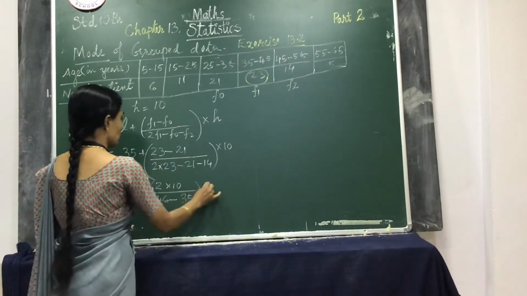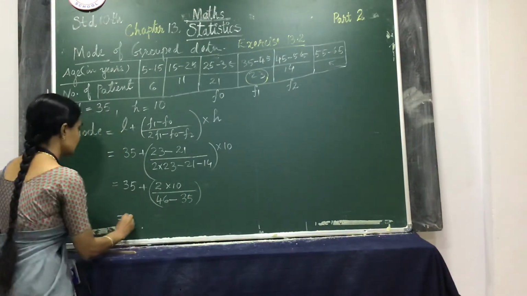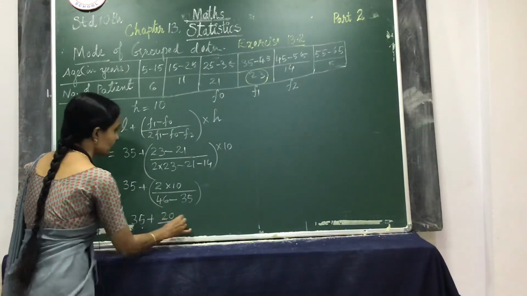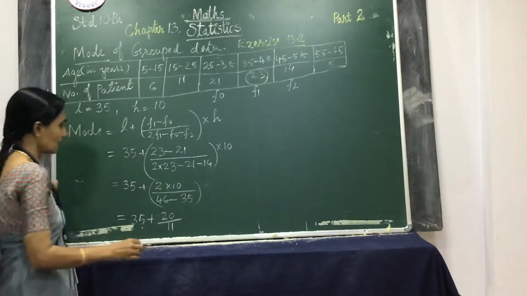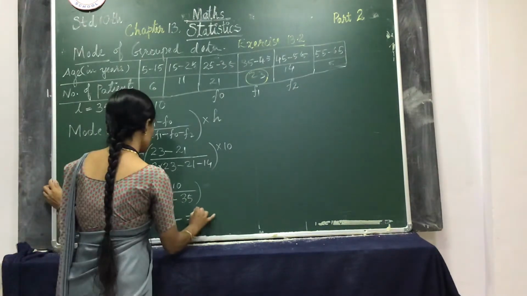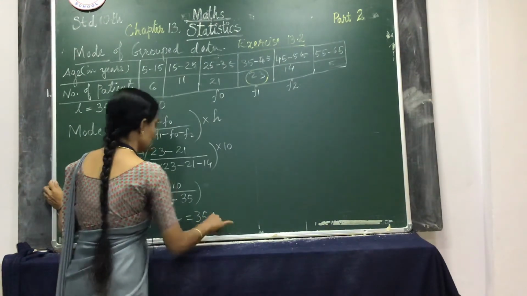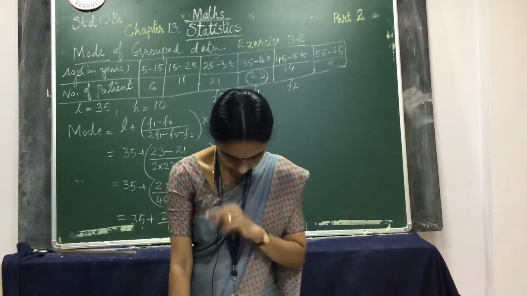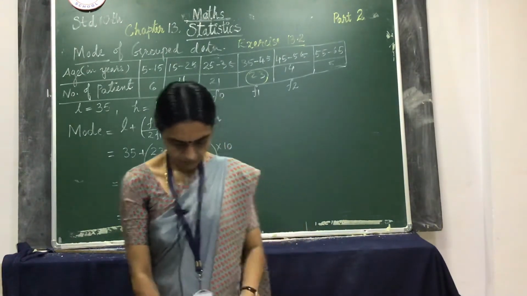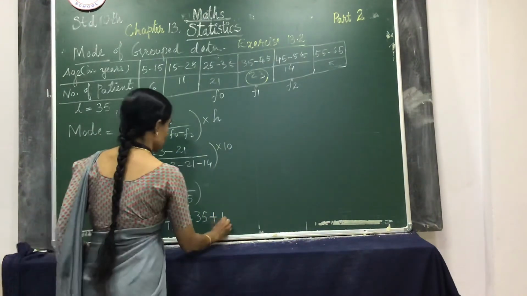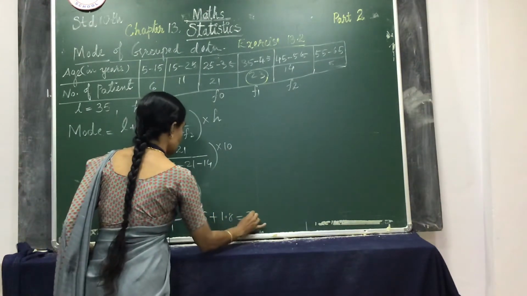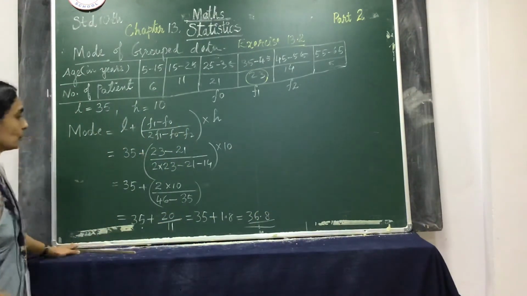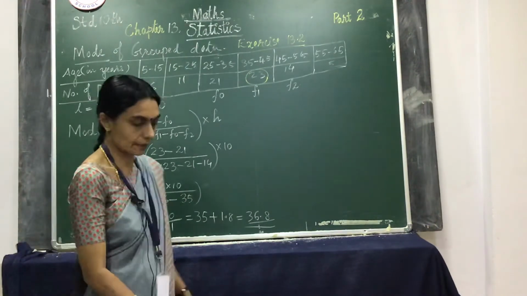That is 35 plus 20 divided by 11. That is 35 plus 20 divided by 11, we have 1.8. So the answer is 36.8. The modal age group is 36.8.